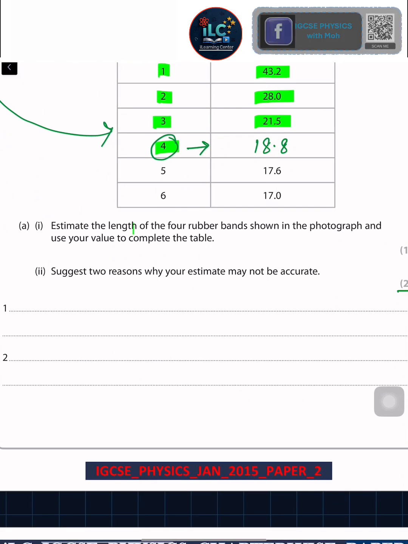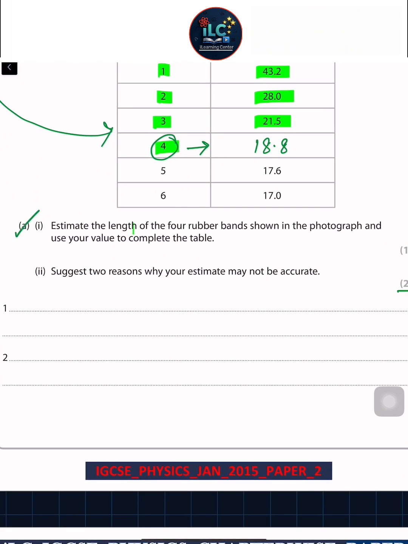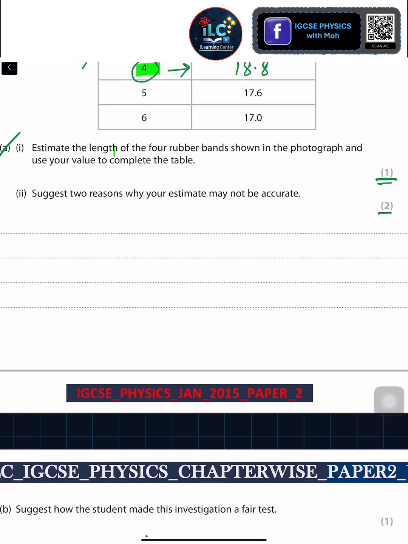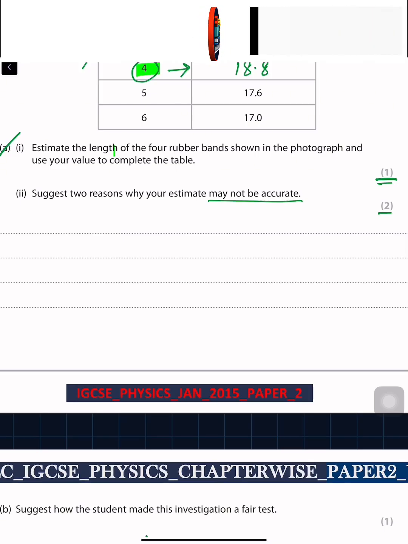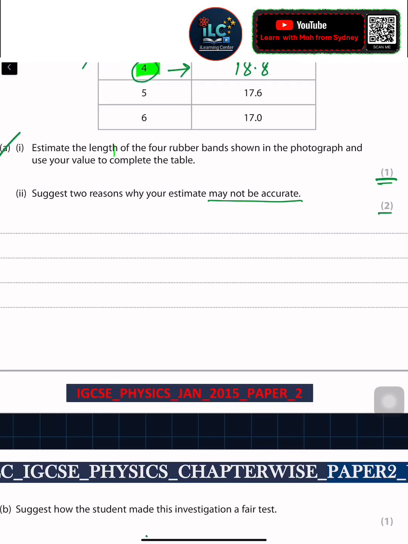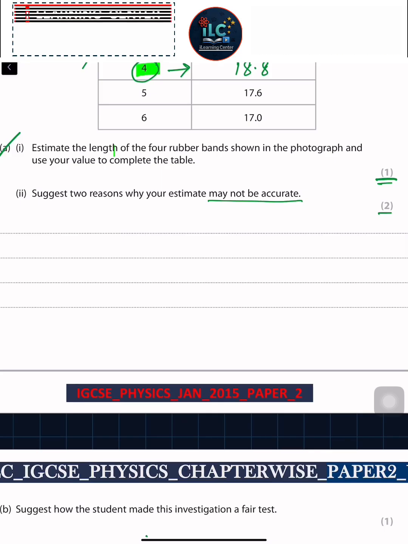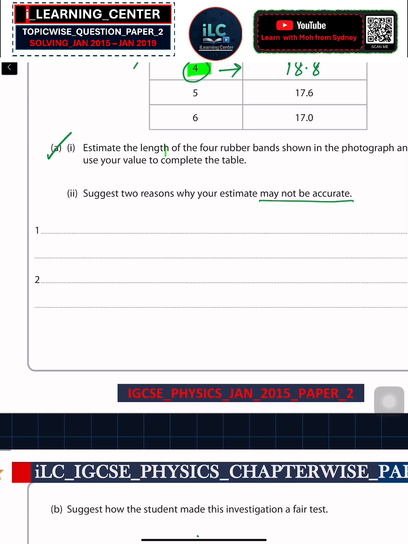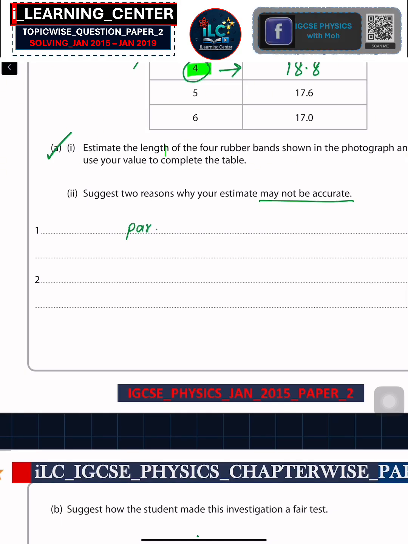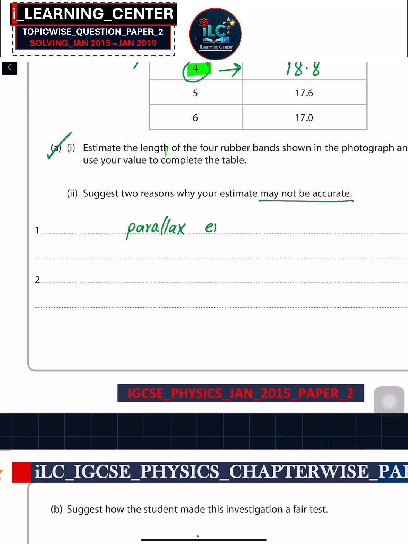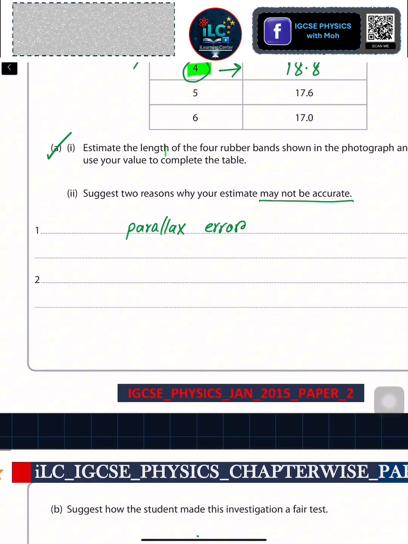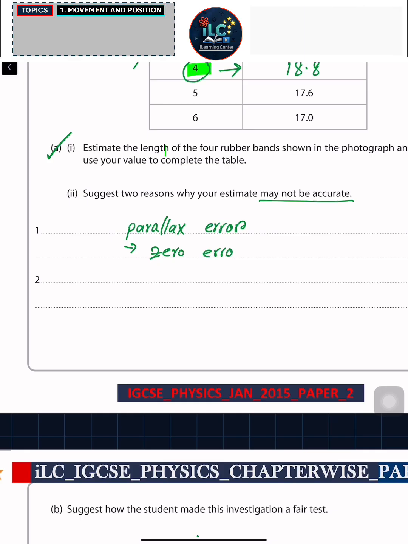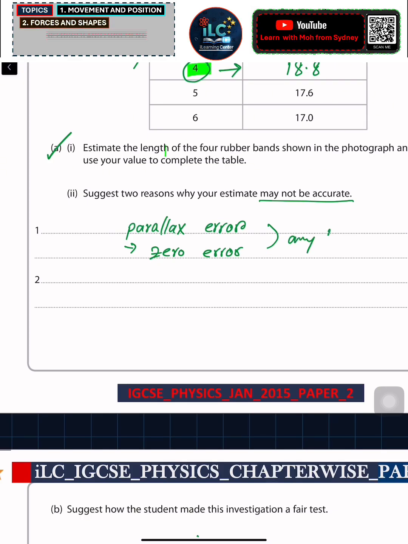This is done, we get 1 mark for this one. The next question says suggest 2 reasons why your estimate is not accurate. If they want to know why it is not accurate, then always refer to the experimental errors that you have. In every experiment we will have some issues, like parallax error. You can also write about zero error, any one of them.